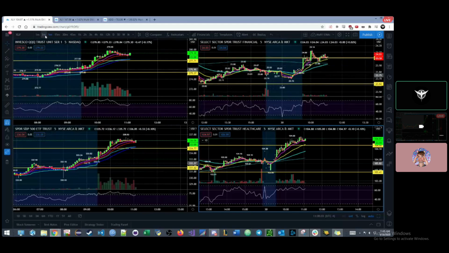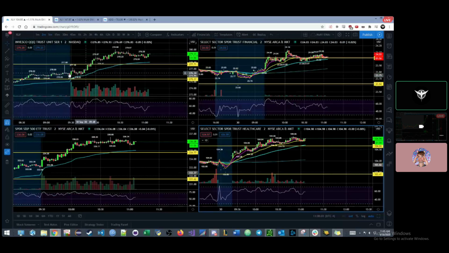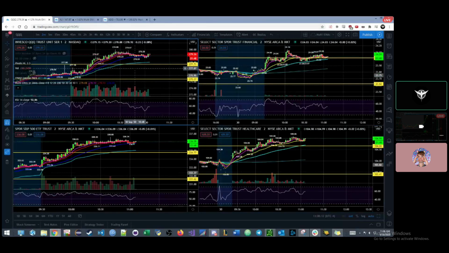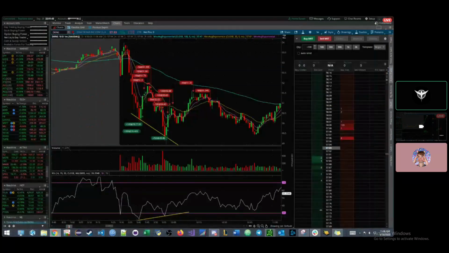Usually I'll start on the 2 minute chart at the open and then progress it to the 5 and the 15 throughout the morning. A lot of my trades are pretty often based off of what's going on in the general market, coupled with where things are on the chart for the individual ticker.